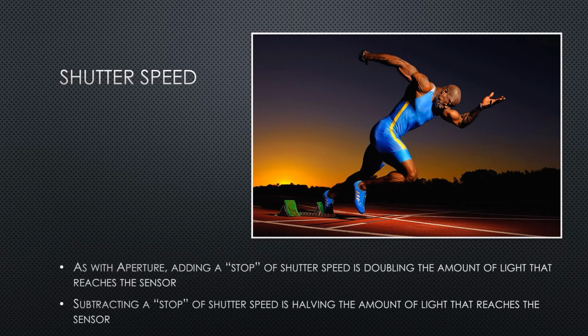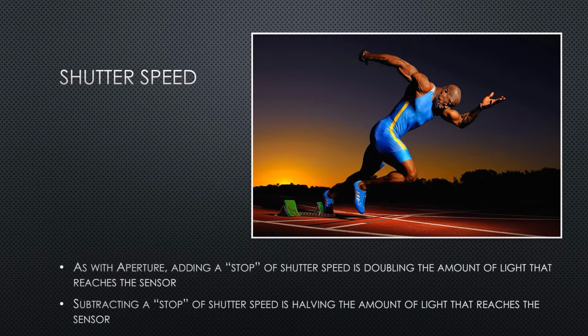As with aperture, adding a stop of shutter speed is equivalent to doubling the amount of light that reaches the sensor. So if I were to go from, say, 1/2 of a second to 1 second, I would be doubling the amount of light that reaches the sensor because I'm leaving the shutter open twice as long.